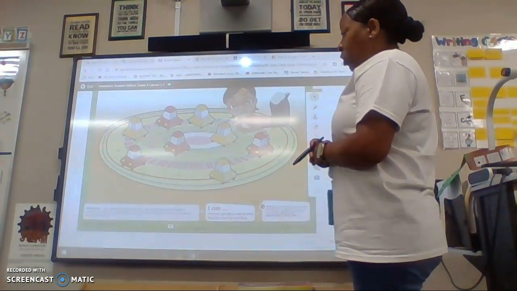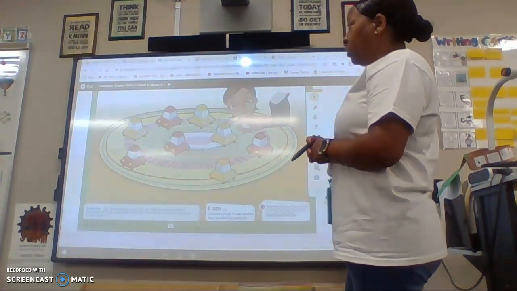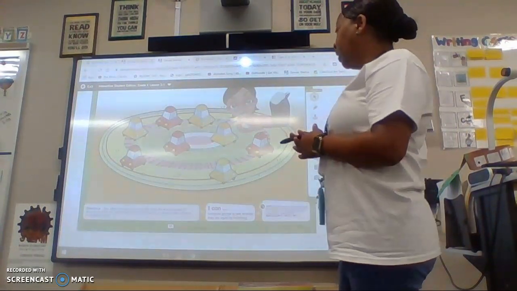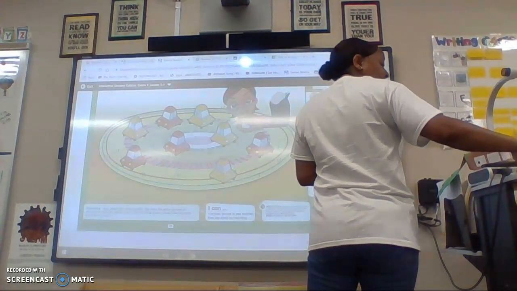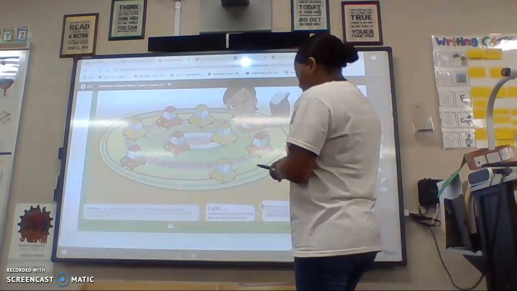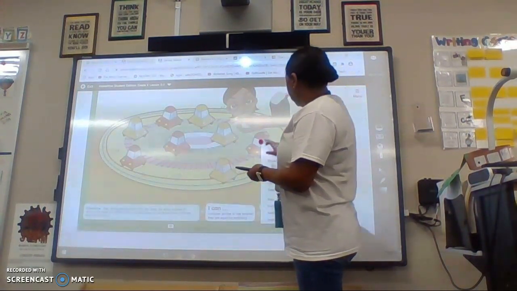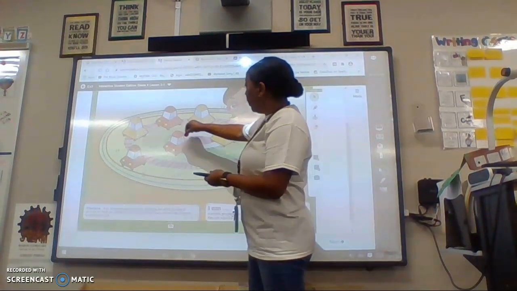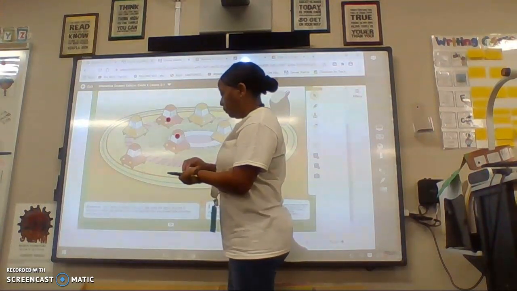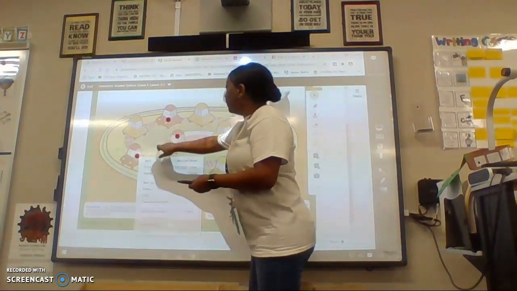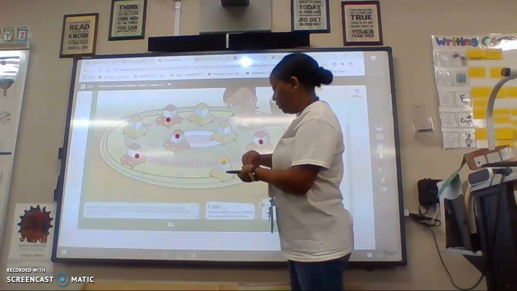Marta has some toy cars. Are there the same number of red cars as there are yellow cars on the rug? How do you know? Use counters to show your work. All right, I'm going to grab some counters. And I'm going to place a red counter on each red car. And now I'm going to place a yellow counter on each yellow car.